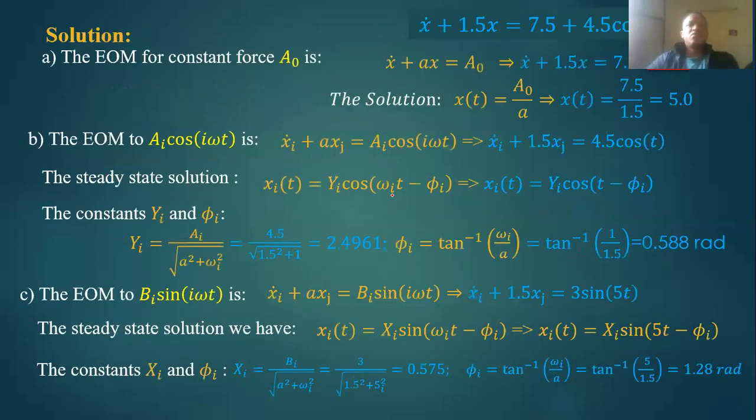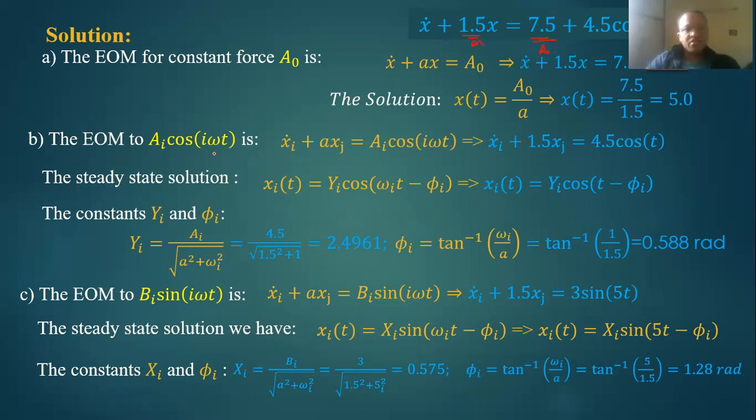So let's now take every part of the equation. We have a constant term, a sine term, and a cos term. For the constant term, we have solution x of t equal to a naught over A, which is 7.5 over 1.5, because our a naught is this one, 7.5, and our A is this one. So that is 5.